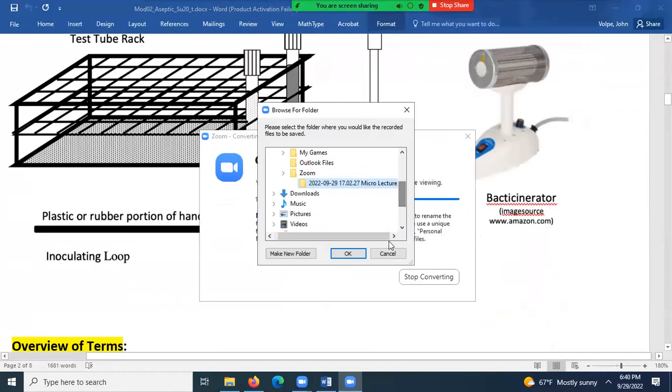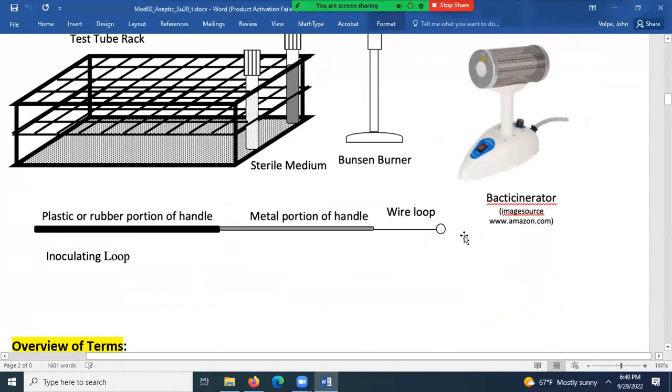Let me save this down, then my computer will now work at a better rate.